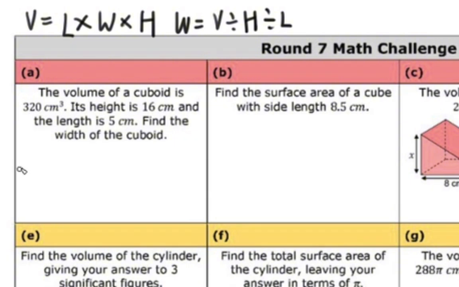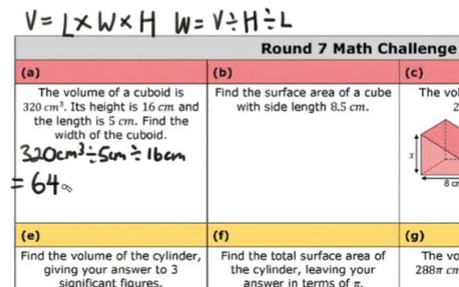L, which is length. So, we would take 320 cm cubed divided by 5 cm divided by 16 cm, which we will get 64 cm squared divided by 16 cm, which would be 4 cm. So for that, the answer for A is 4 cm.